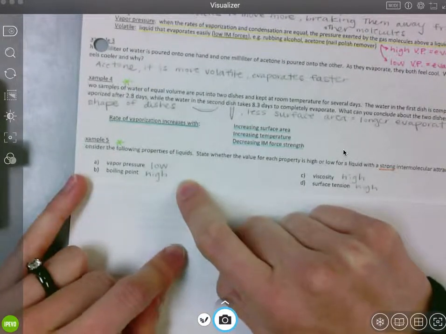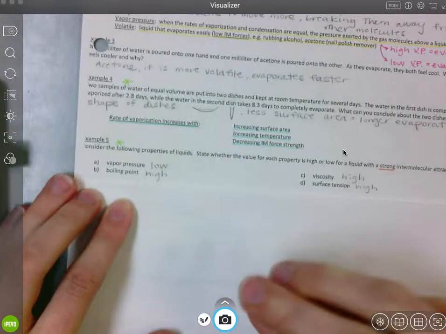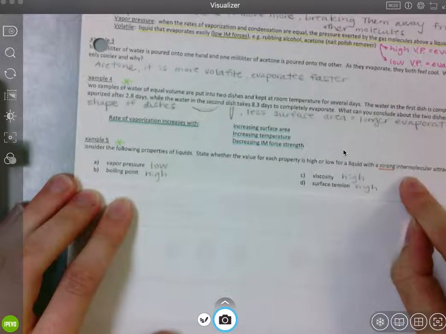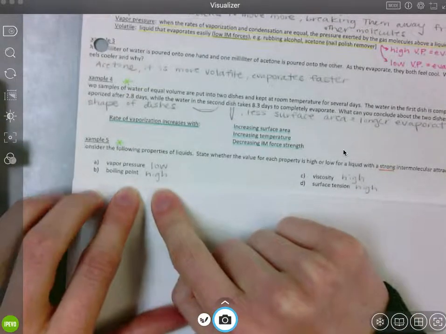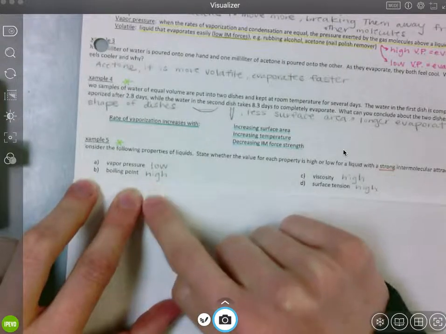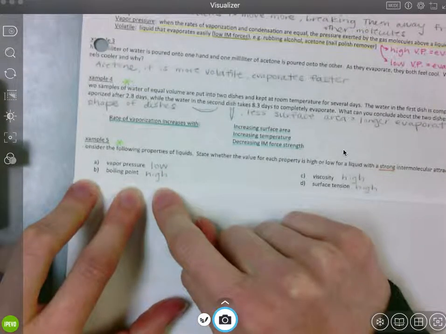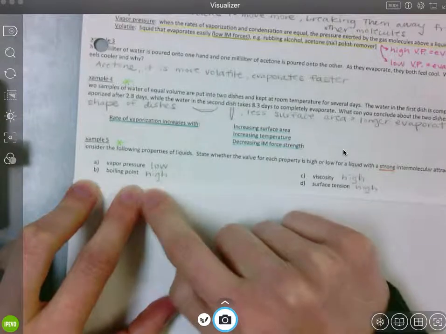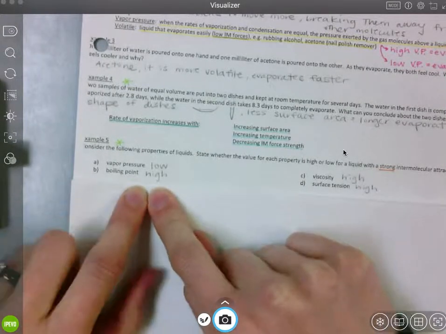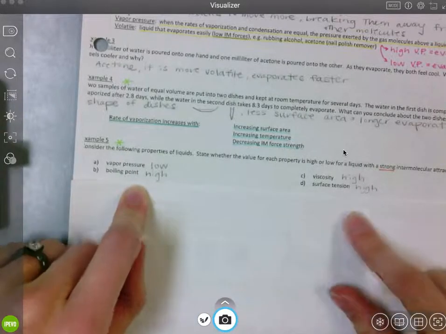Boiling point is going to be high. Boiling point is the point where a liquid turns into a gas. So if we have strong intermolecular forces, attractions, that means we have to put a lot more energy, heat energy, to break apart those intermolecular attractions to get our liquid into the gas phase. So high boiling point because we need more energy.